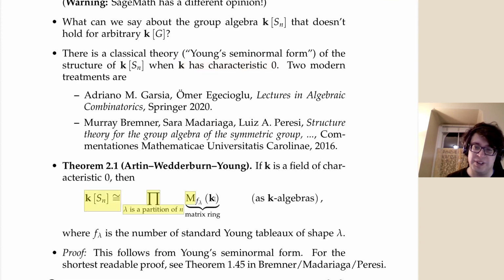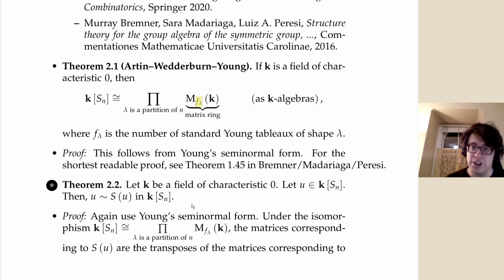If you forget for a moment about representation theory, it's just saying that the group algebra in this case is isomorphic to a product of matrix rings, the sizes of the matrix rings being these numbers of standard Young tableaux. As a consequence, every element of the group algebra is conjugate inside the group algebra to its own antipode.